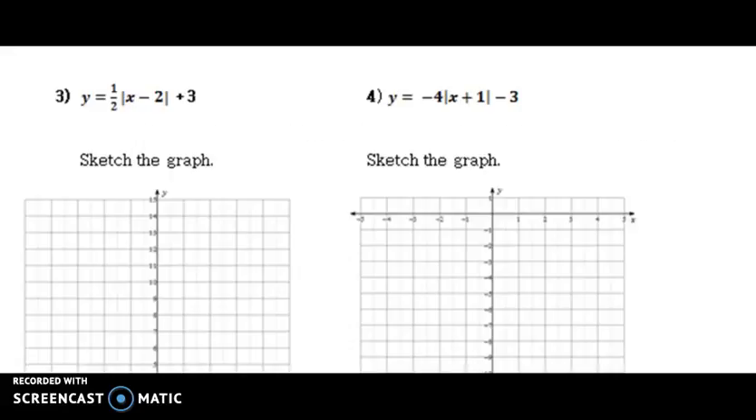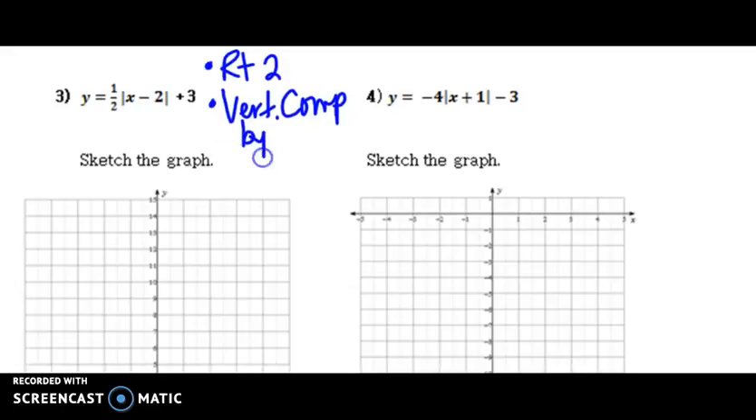All right, let's do some of these practice. So it's easiest to do these, guys, if you write down what each step is. So remember the order is that you have to do rights and lefts first. So this would be right 2. Then you have a vertical compression. I'm just going to kind of abbreviate here by a half. And then it's going to go up 3.